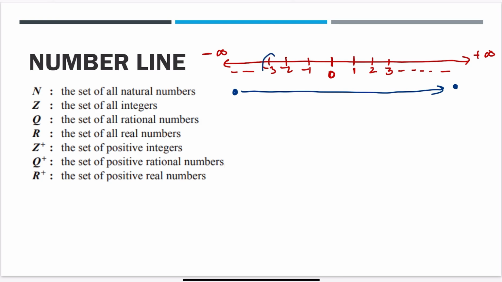How are numbers increasing? If someone asks you, is -3 greater or 3 greater? Which one is greater, -3 or 3? Because -3 is on the left side and +3 is on the right side, +3 is greater than -3. I hope it is clear, right? So this is how you represent numbers on a number line.